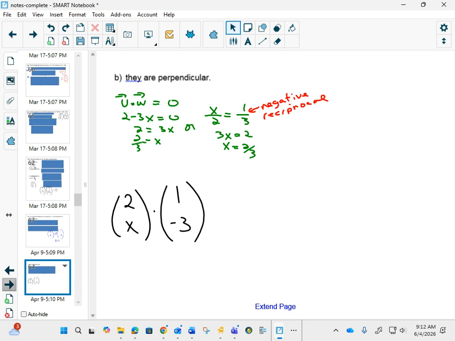Or, the purple line here separates two different methods. You could use the slope method. The slope of the first one is x over 2. The slope of the second one is -3 over 1. We make it the negative reciprocal 1/3 and solve. I like the dot product here. And you'll find you'll like the dot product even better once you get to 3 dimensions.